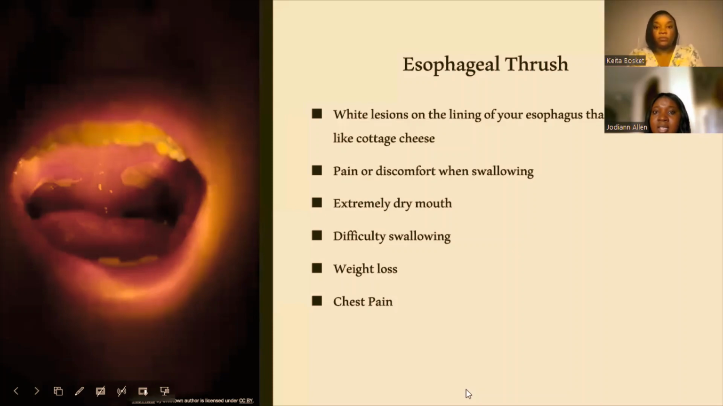Also, there is esophageal thrush, that is, thrush in your throat, all the way down in your throat. This is when the oral candidiasis is left untreated and it progresses from the outer mouth or the very inner part of the mouth all the way down your throat. And this can lead to a whole lot of other things, but we're not going to go into all of that. Some of the symptoms of esophageal thrush are white lesions on the lining of your esophagus that may look like cottage cheese.